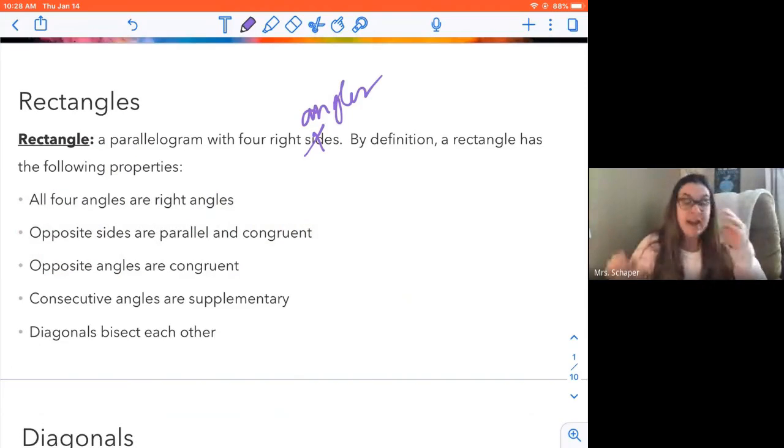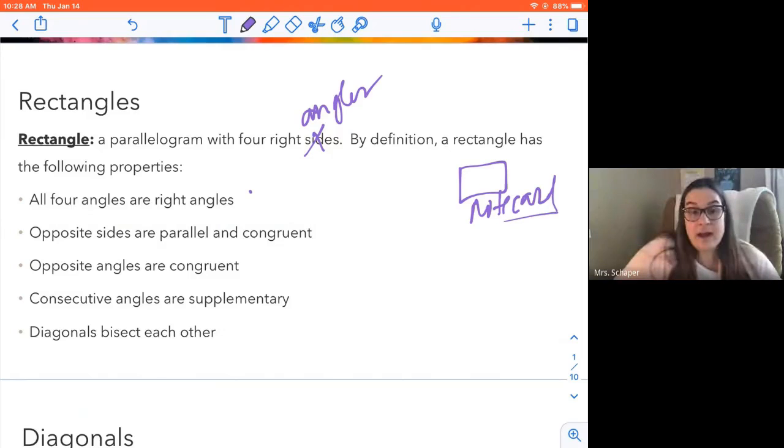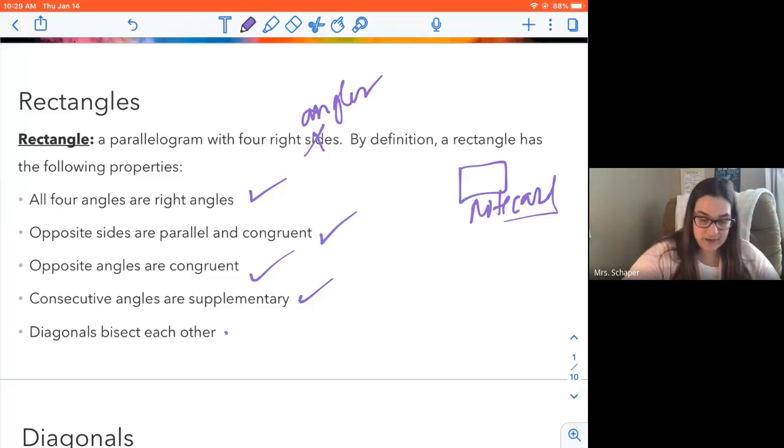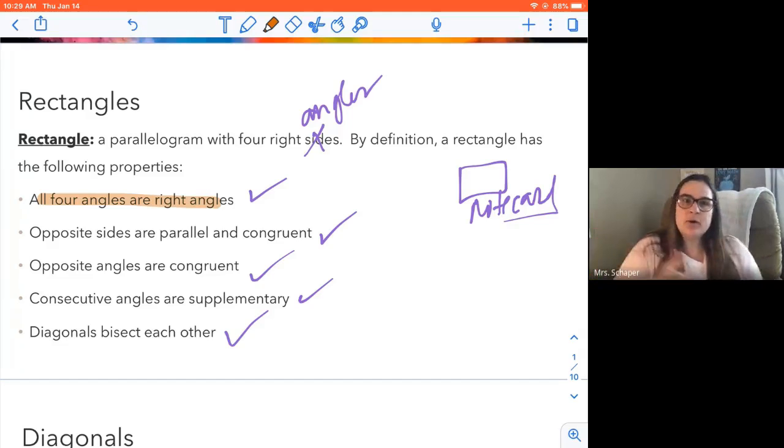By definition, they have all of these properties, and I should have put a little note card here, but I didn't, so we're going to pretend there's one there. All four angles are right angles. The opposite sides are parallel and congruent. Opposite angles are congruent. Consecutive angles are supplementary, and the diagonals bisect each other. So when you look at this list, really all four angles being right angles is the only one that separates it from being a parallelogram. Otherwise, all of the other characteristics are part of a parallelogram, which makes them part of a rectangle.